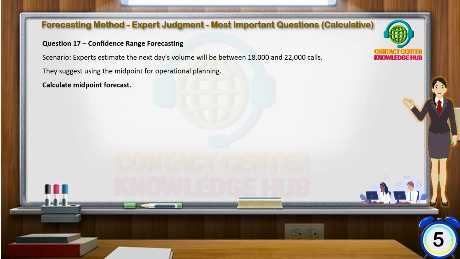Let's solve question 17, confidence range forecasting. Here's the scenario. Experts estimate tomorrow's call volume will fall within a range between 18,000 and 22,000 calls. For operational planning, they recommend using the midpoint of this range, a balanced, practical estimate when there's uncertainty. Calculate midpoint forecast. Think for a moment.